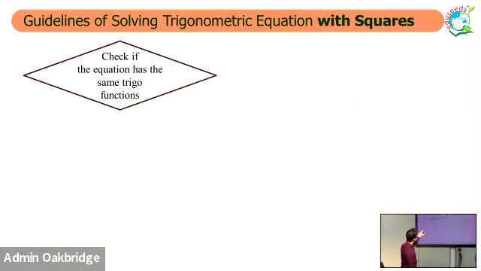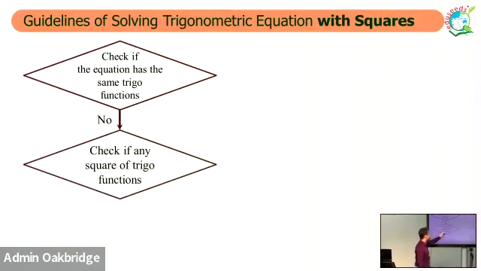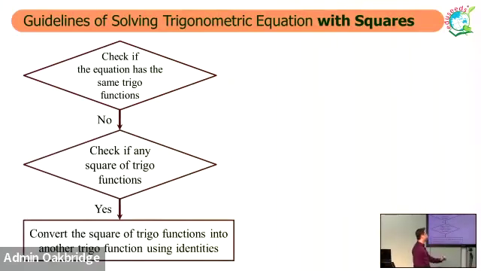So our first step, check if the equation has the same trigo functions. This is very important. When you solve a trigonometric equation, make sure that the equation has only one function, the same function. So if you see the equation doesn't have the same functions, what should you do? You should check for the square of the trigo functions. Look for any square in the equation. If you see a square, you convert the square of the trigo function into another trigo function using identities. The purpose of doing this is you want to make sure the equation has the same trigo functions.